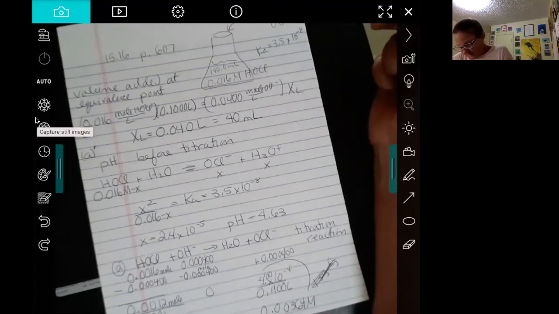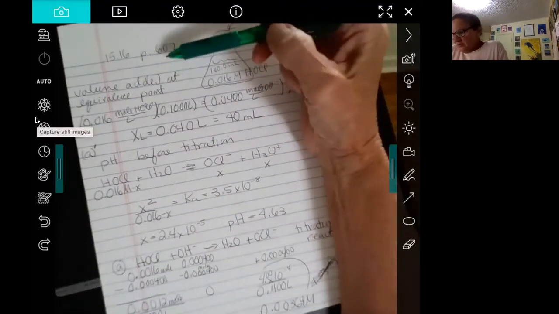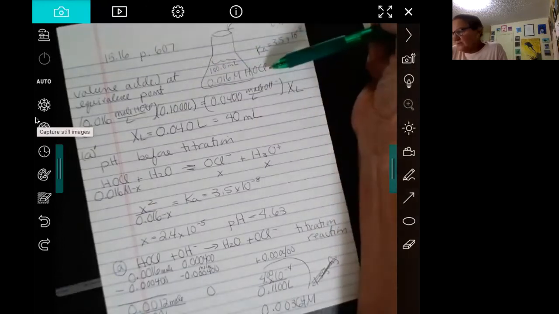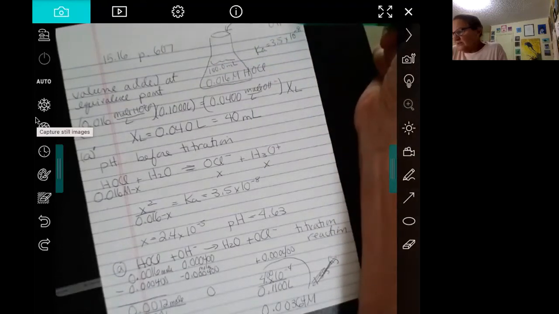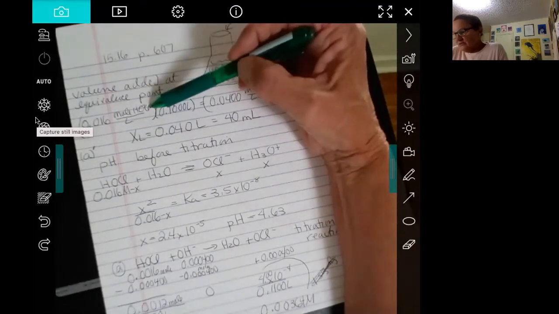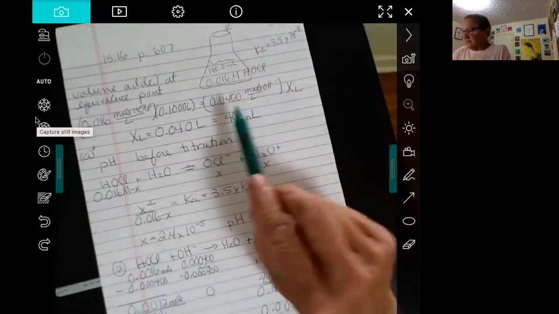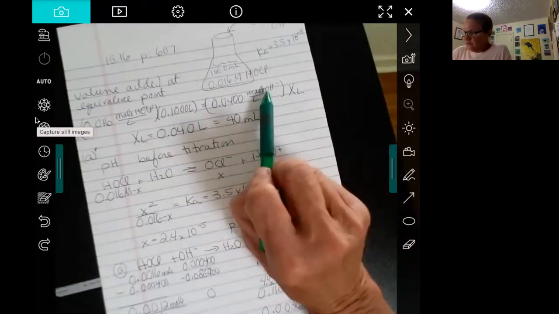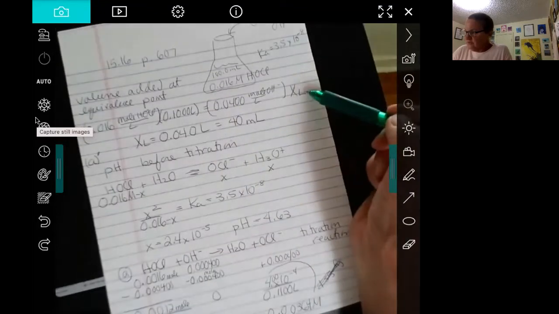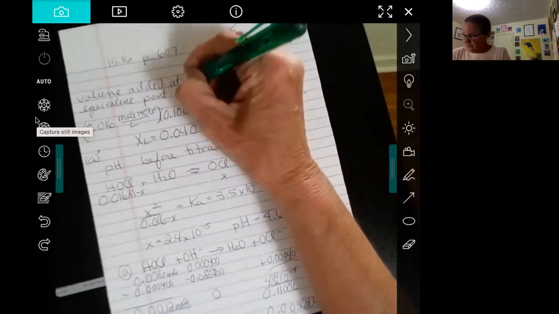It wants us first to calculate the number of milliliters required to reach the equivalence point, so that's before A, B, and C. At the equivalence point, the number of moles of acid has to equal the number of moles of base you added. So if it's 0.016 molar HOCl, and I take 0.1 liters, that's got to equal 0.04 moles of sodium hydroxide per liter times the number of liters. I got 0.04 liters, so 40 milliliters will be the volume at the equivalence point.